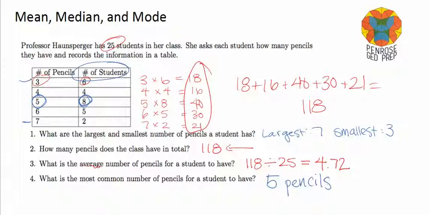Now we've taken a look at how to find measures of central tendency for data presented in a table.